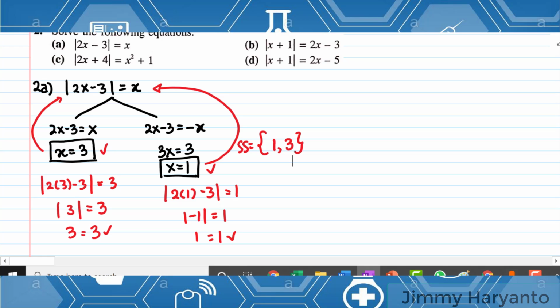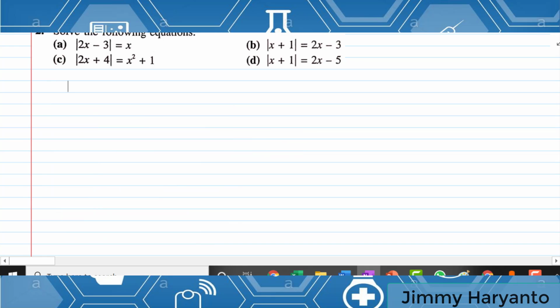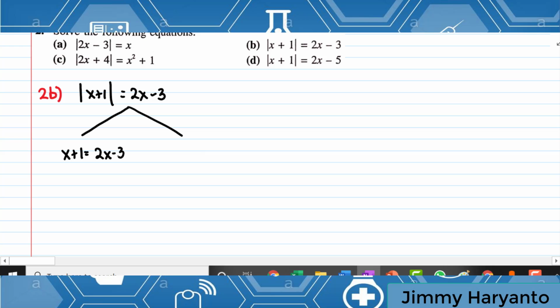Next, number 2b. For 2b, it's also the same, yeah. So I have the absolute value of x plus 1 equals 2x minus 3. And then we have to separate them into two. We have x plus 1 equals 2x minus 3. And then x plus 1 equals, times it with negative 1, negative 2x plus 3. And then negative x equals negative 4. So x will be 4.